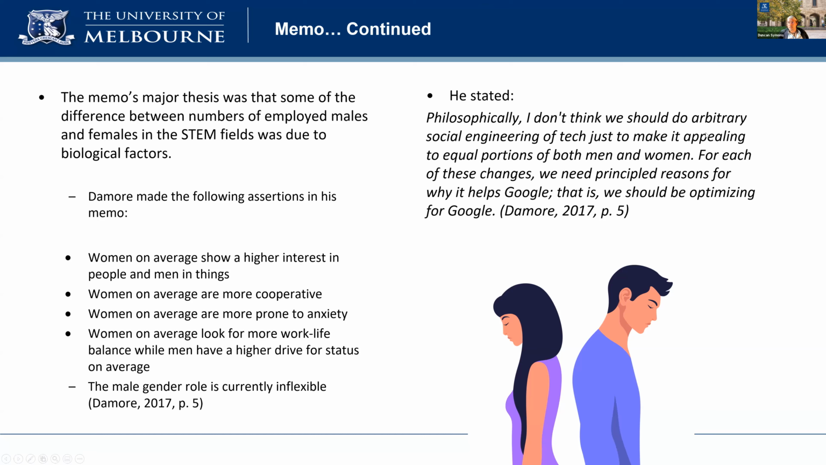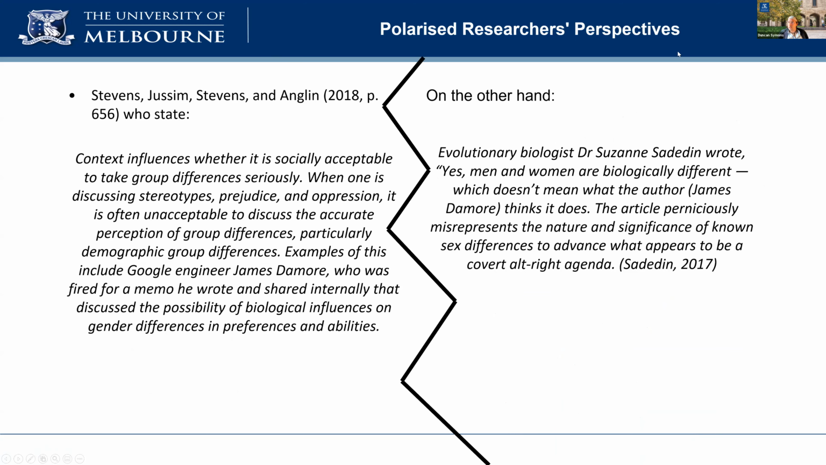He also stated, philosophically, I don't think we should do arbitrary social engineering of tech just to make it appealing to equal portions of both men and women. For each of these changes, we need principled reasons for why it helps Google, that is, we should be optimizing for Google. These were some different, I guess, polarized opinions that researchers had on this matter.